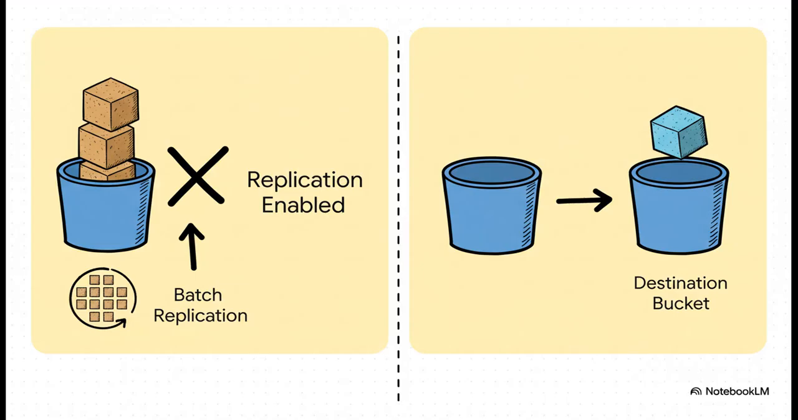And here it is, the number one point of confusion with S3 replication. A standard rule only applies to new objects, things you upload after you create the rule. Any data that was already sitting in your bucket before you flip the switch will not be replicated automatically. It just stays there. To get all that old data copied over, you have to run a one-time S3 batch replication job to backfill everything.